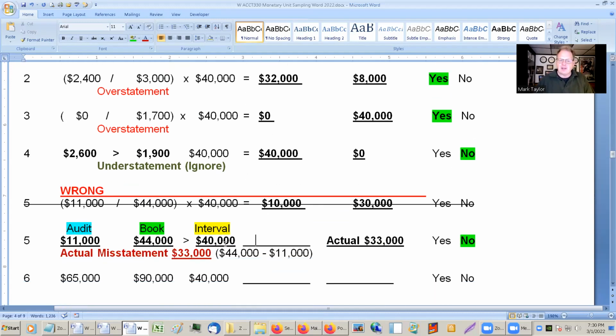Notice down here, nothing else could go wrong. This thing covers the entire interval. The entire interval is taken up by this loss. Now, the misstatement is 33,000. We just take the actual amount, and the entire amount is going to be the misstatement.